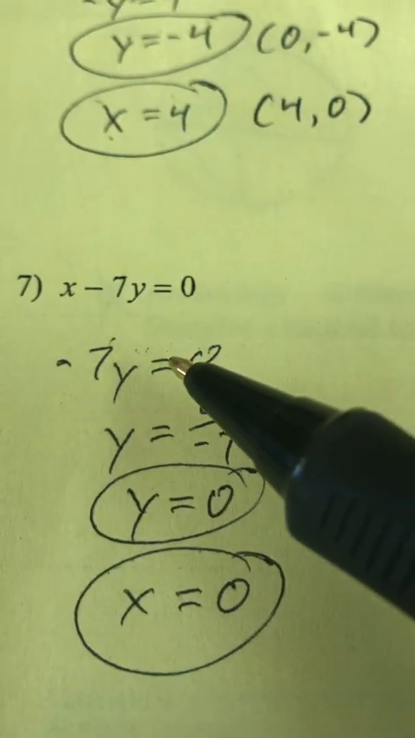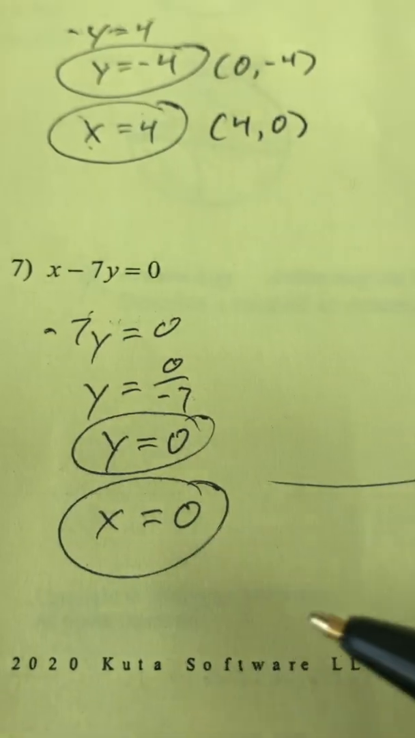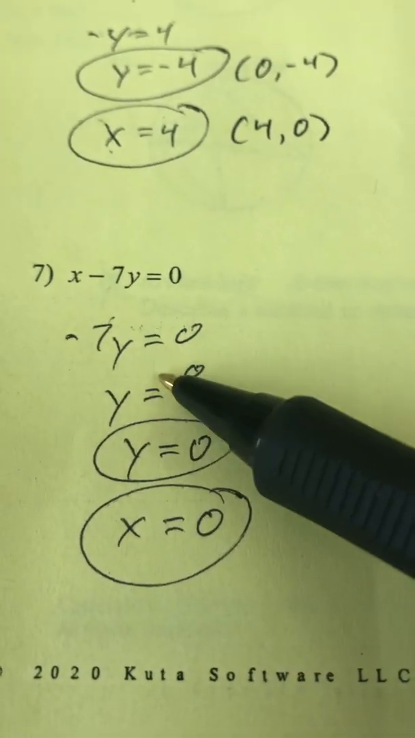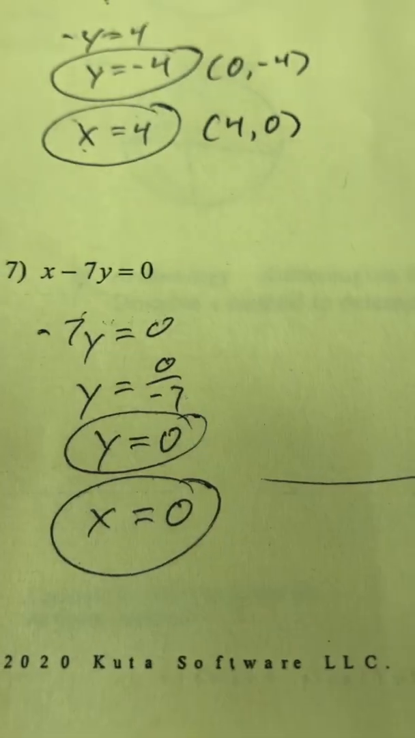This one's a lot like number 1. It's set to 0, so you're going to be at 0 and 0 for your y and your x. It's the same as the first part of number 1, -7y equals 0. It looks exactly like number 1.